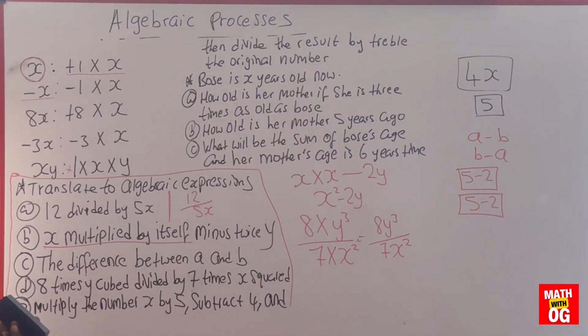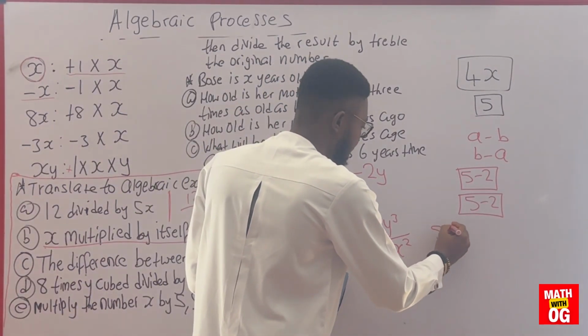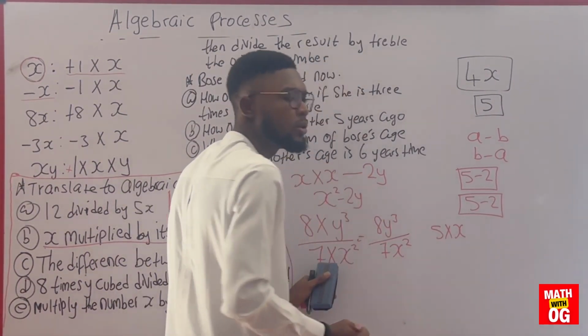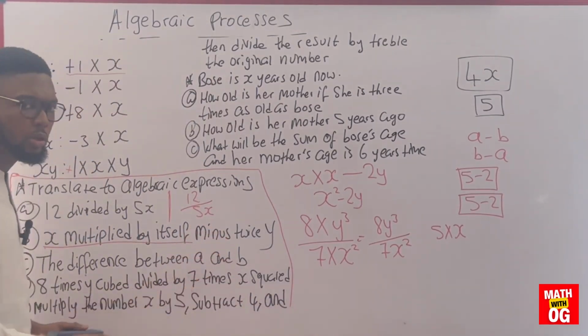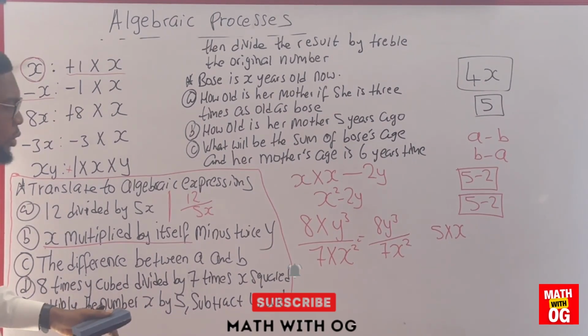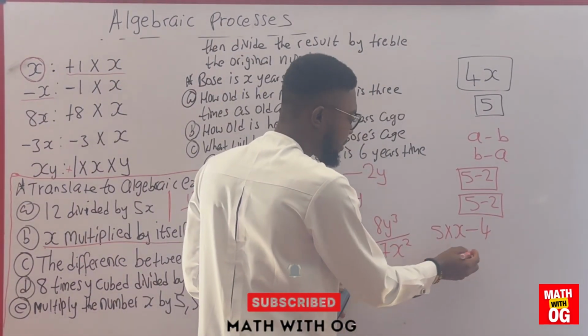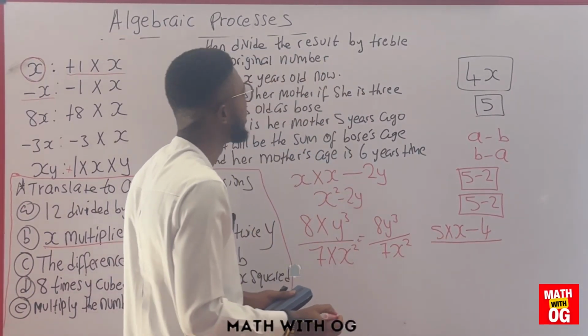Now the next one, multiply the number x by 5. So let's start with that. That's simply 5 times x. You can do 5 times x, you can do x times 5. Remember, multiplication is commutative. Multiply the number x by 5, subtract 4. I have multiplied the number x by 5 and subtracted 4.